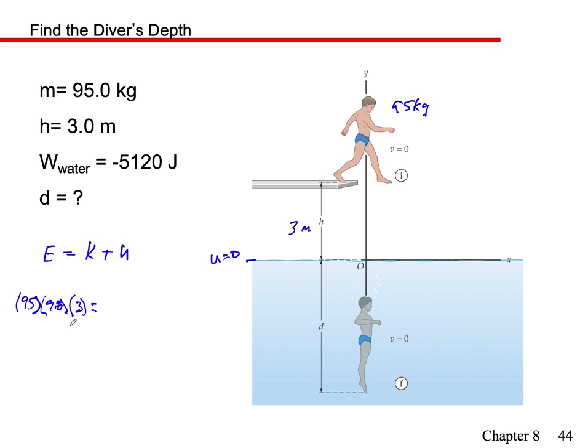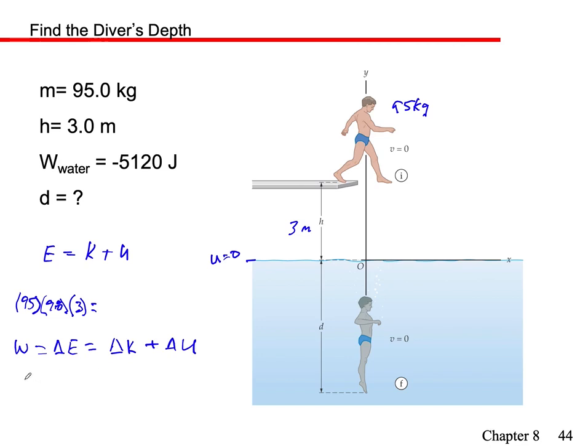I forgot to put in this fact here. The water has a resistive force of this on it. So we got a little bit more change, or a little more interesting problem here. Work is equal to the change in energy of the system, which means it's equal to the change in the kinetic plus the change in the potential.